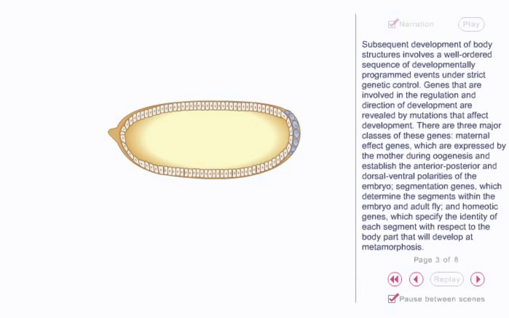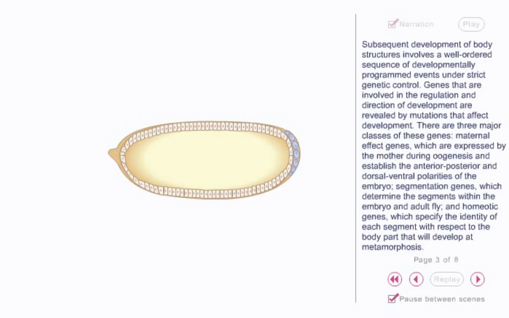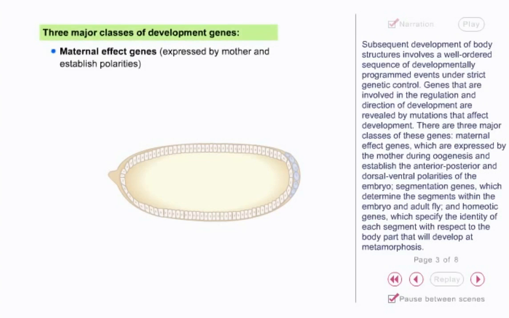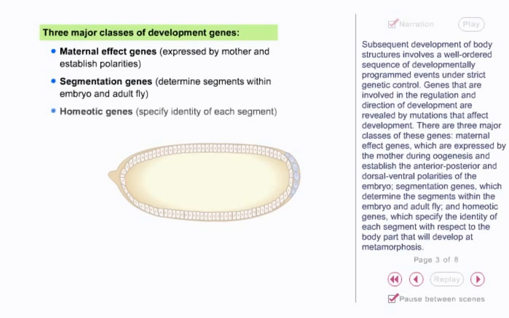Subsequent development of body structures involves a well-ordered sequence of developmentally programmed events under strict genetic control. Genes that are involved in the regulation and direction of development are revealed by mutations that affect development. There are 3 major classes of these genes: maternal effect genes, which are expressed by the mother during oogenesis and establish the anterior-posterior and dorsal-ventral polarities of the embryo; segmentation genes, which determine the segments within the embryo and adult fly; and homeotic genes, which specify the identity of each segment with respect to the body part that will develop at metamorphosis.